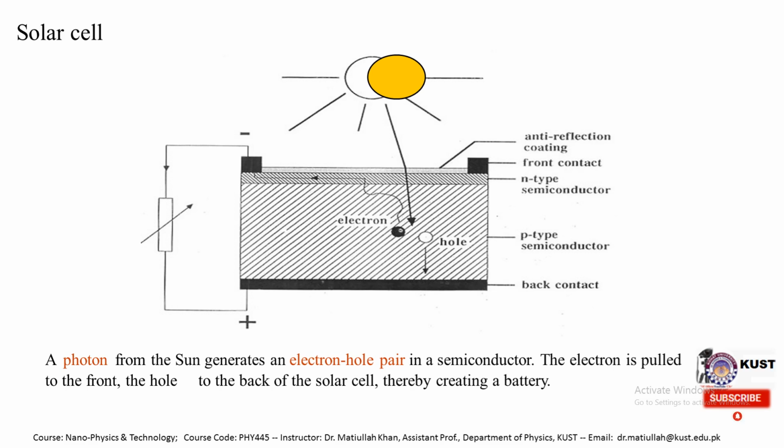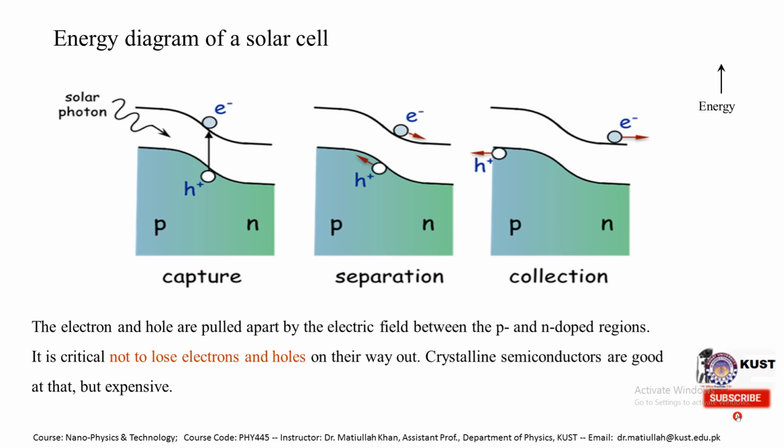So the electron is pulled to the front, the hole to the back of the solar cell, thereby creating a battery. When these charges are pulled by some means, or migrated to the surfaces, they can be utilized for charging the battery, and that could be utilized for different energy purposes. So we have the energy diagram of a solar cell.